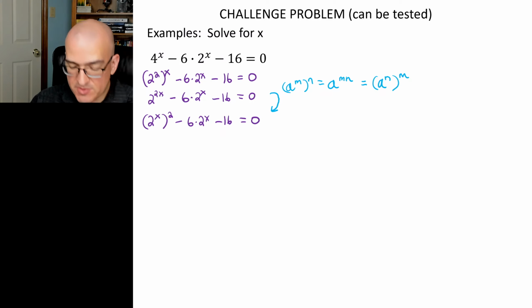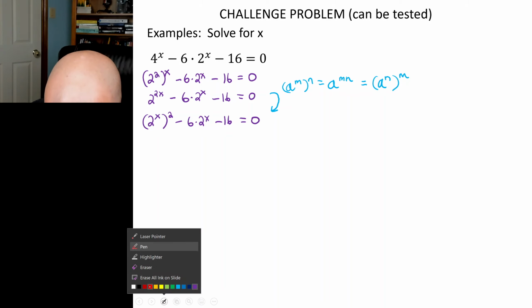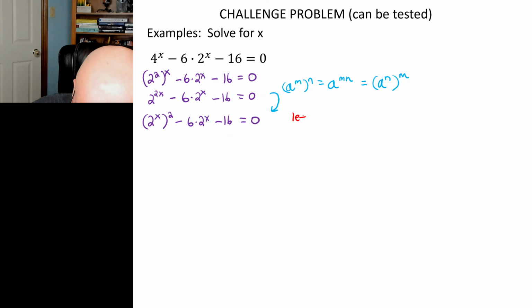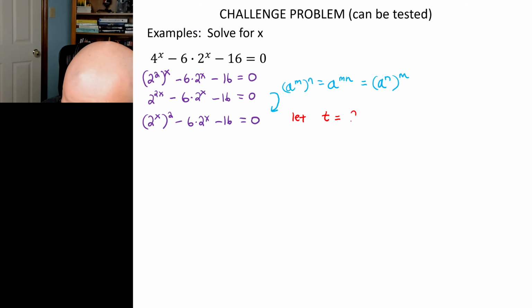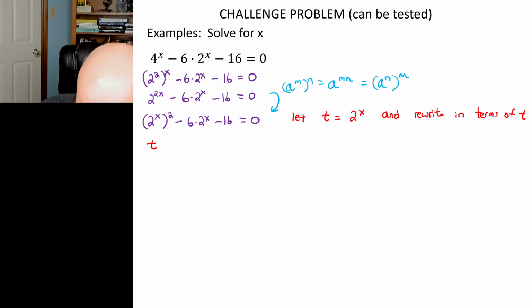I'm going to do what's called a substitution. I'm going to pick the letter t. I'm just making up a letter. You can use any letter that you want. I'm going to use t. Let t equal 2 to the x. And rewrite the problem in terms of t. Okay, so we have t squared minus 6 times t minus 16 is equal to 0.